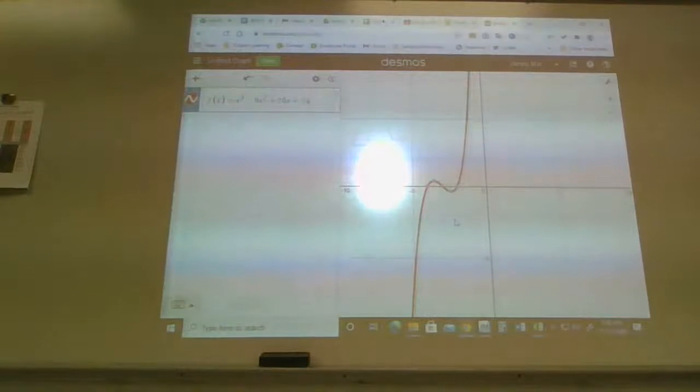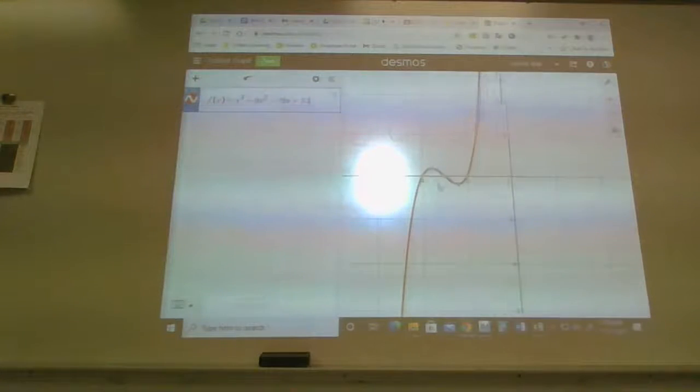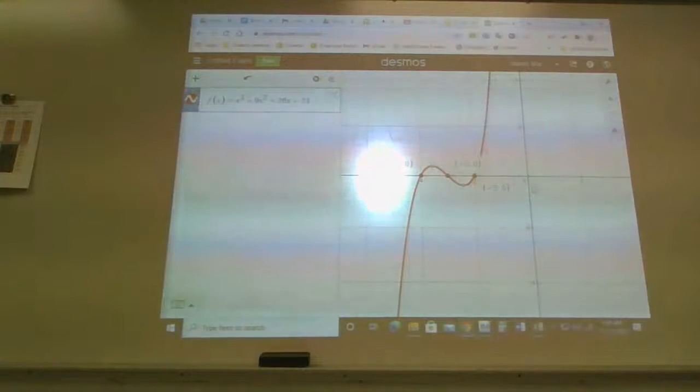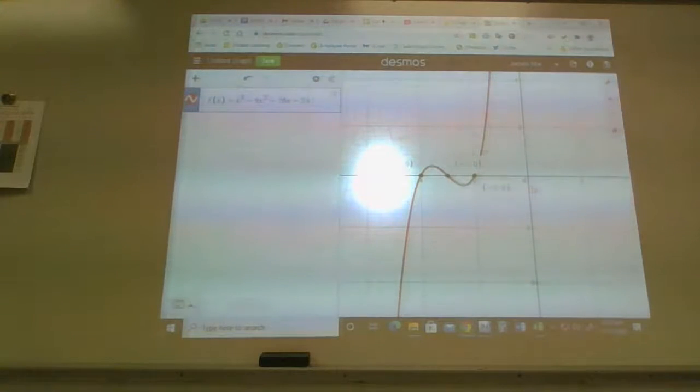Now on Desmos, you could zoom in a lot easier just by using the scroll wheel. And on Desmos, you can actually click on those things, which is nice. You can actually click on those things on Desmos, which is super convenient. I would highly suggest that if you're going to do anything with Desmos, like do it. Like it's fantastic, really.